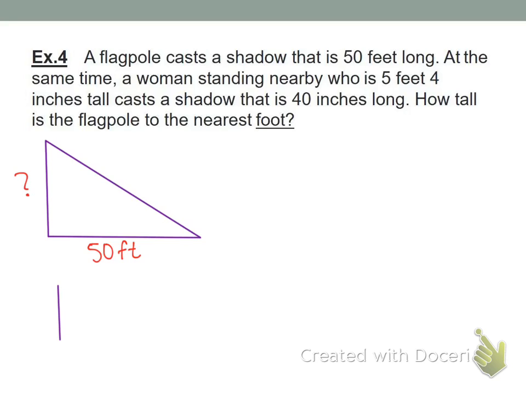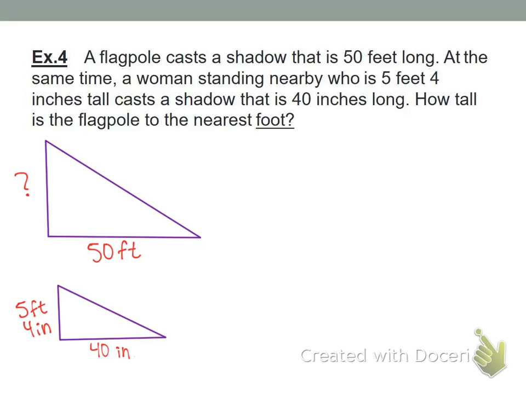Next to that, we've got our lady, who is, again, we're assuming standing up straight, 5 feet 4 inches. I'll leave it that way for now. We're about to convert everything. This shadow is 40 inches. Are we all okay with this setup? Okay.